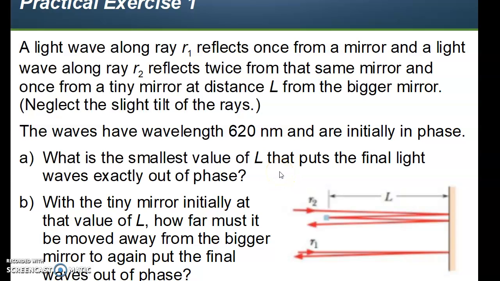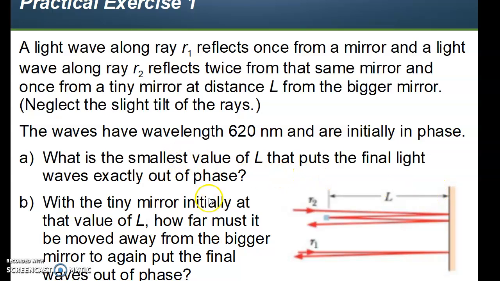So let's go at a practical exercise here. This is problem number 1 at the end of the chapter. And you've got a light wave along ray R1 here, reflected once at the mirror and coming back. For R2, what you've got is a little tiny mirror here, right? And so it's going to go up to this reflection, to here, then back again, and back out again. Okay? And where this is located is at this point L. So distance L from this initial large mirror.